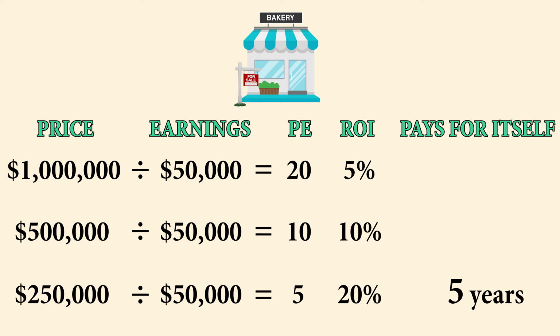And yet another way of looking at it would be that if you paid $250,000, your investment would pay for itself after 5 years of earning $50,000 per year. If you paid $500,000, your investment would pay for itself after 10 years, and if you paid $1 million, your investment would pay for itself after 20 years.